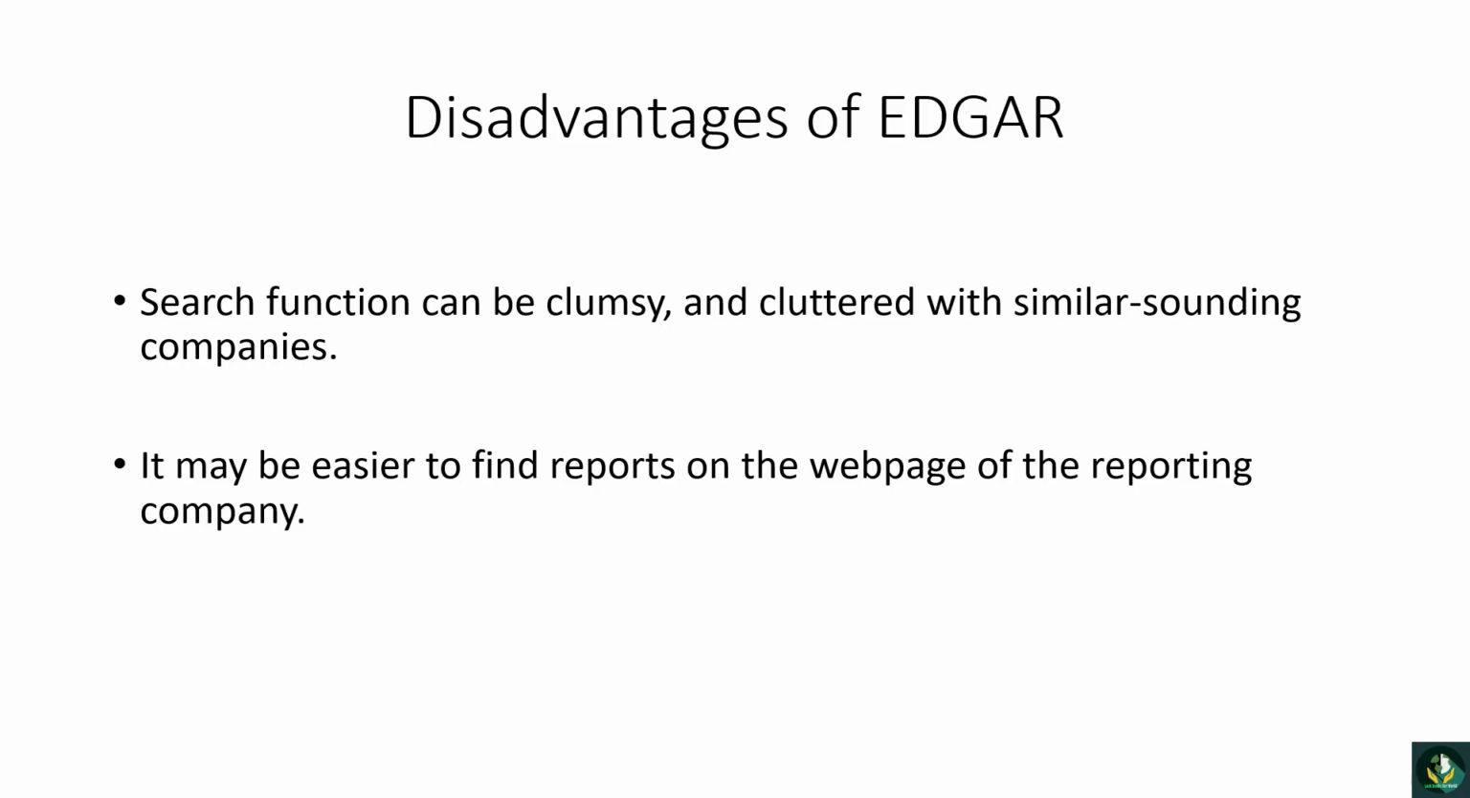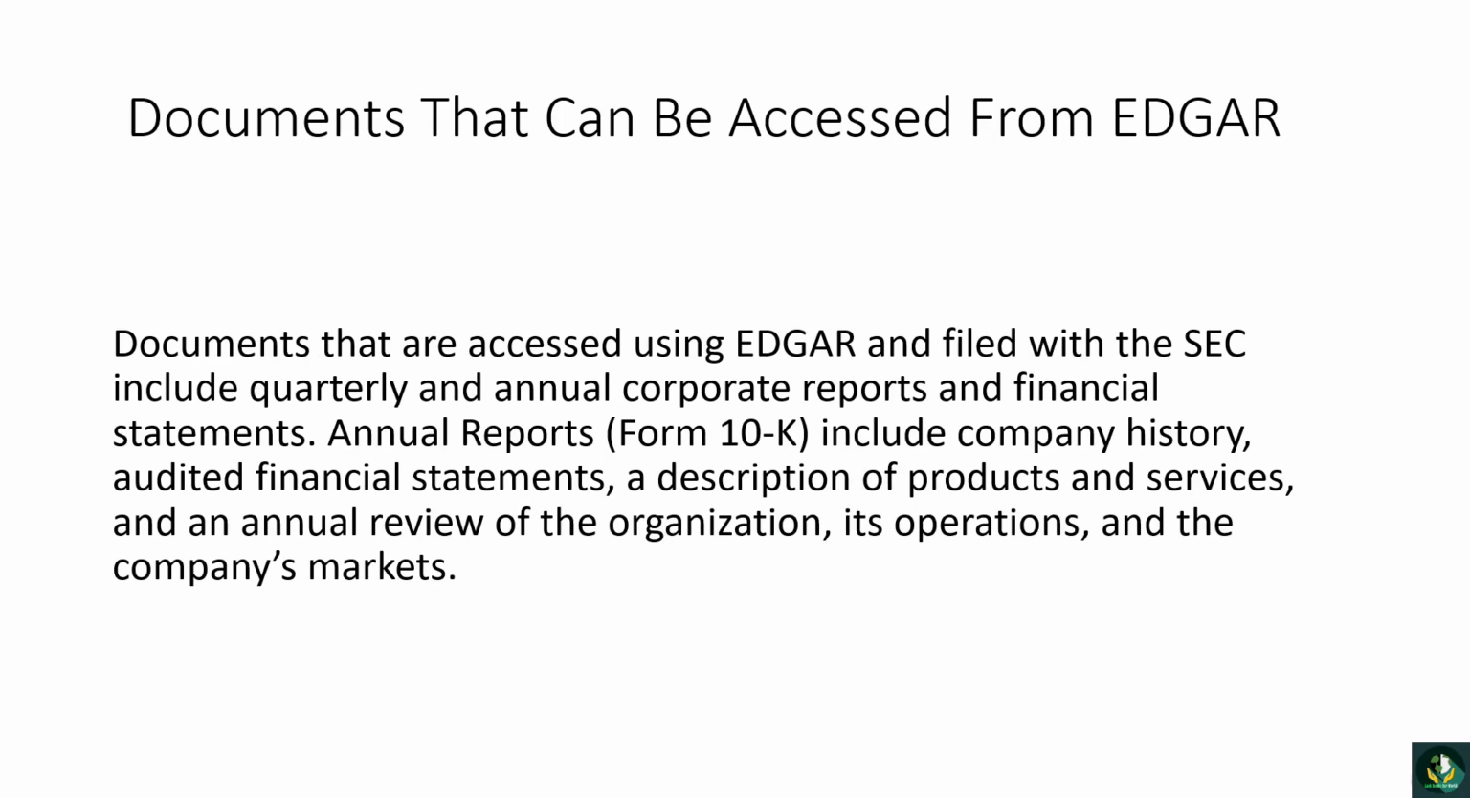Documents that are accessed using EDGAR and filed with the SEC include quarterly and annual corporation reports and financial statements. Annual reports, form 10-K, include company history, audited financial statements, a description of products and services, and an annual review of the organization, its operations and the company's market. Form 10-Q includes unaudited financial statements and information about the company's operations in the previous 3 months.